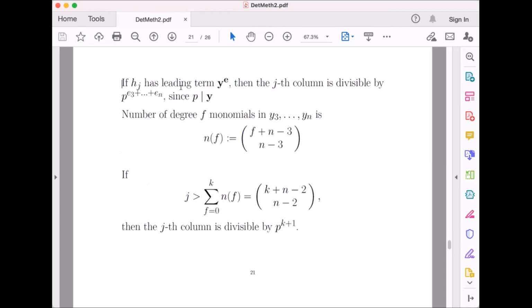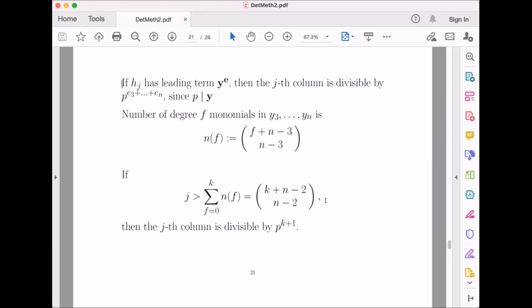Now, because they're power series in Y to the E, the jth column is going to be divisible by p to the E3 plus up to En, because each of the Yi's here is divisible by p. Now we can do a little calculation. The number of these monomials of degree f is given by this. So if j is bigger than a sum like that, you can work out that the jth column is divisible by p to the k plus 1.